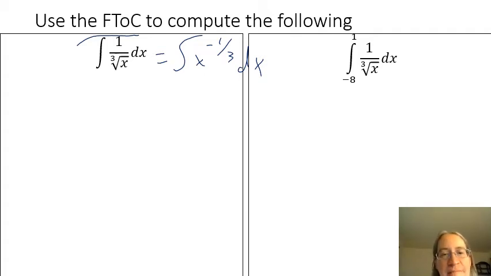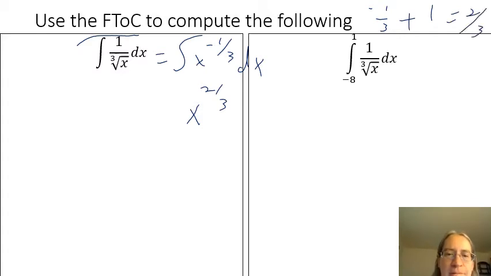And now it is something that we can do antiderivatives of, because think about this. All right, if I increase the power on x by 1, I would get up to 2/3. So minus 1/3 plus 1. 1 is 3/3, right? So that's 2/3. So that's good.